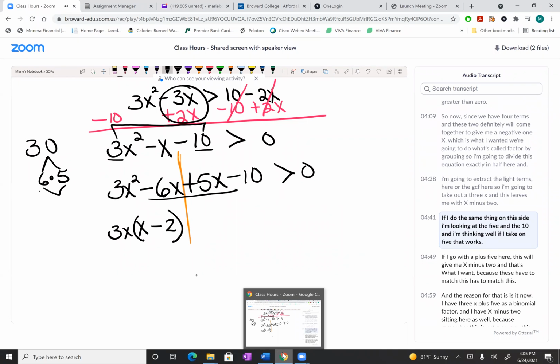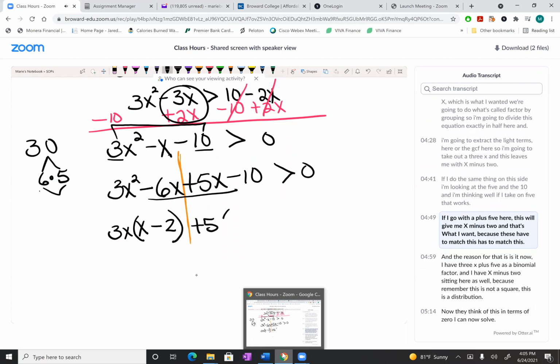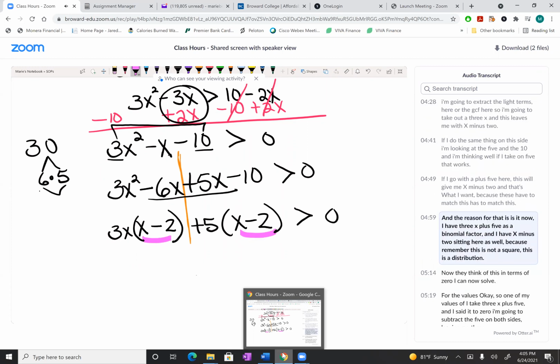If I do the same thing on this side, I'm looking at the 5 and the 10, and I'm thinking, well, if I take out a 5, that works. If I go with a plus 5 here, this will give me x minus 2, and that's what I want, because these have to match. This has to match this. And the reason for that is that now I have 3x plus 5 as a binomial factor, and I have x minus 2 sitting here as well. Because remember, this is not a square, this is a distribution.